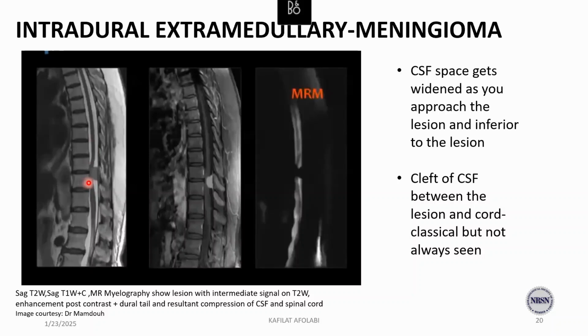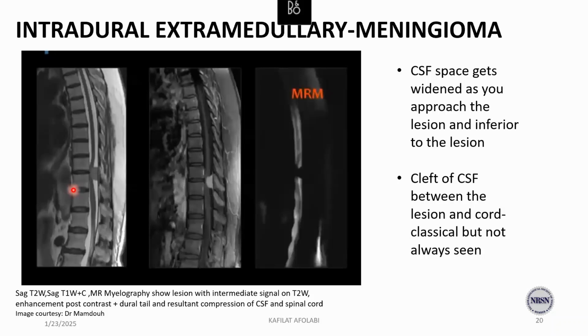The cord is not bigger than the upper part, but we can just see that this lesion is compressing on it. Another classical imaging finding is a CSF cleft surrounding the lesion. That is even more accurate in discriminating an intradural extramedullary lesion from an intramedullary lesion.